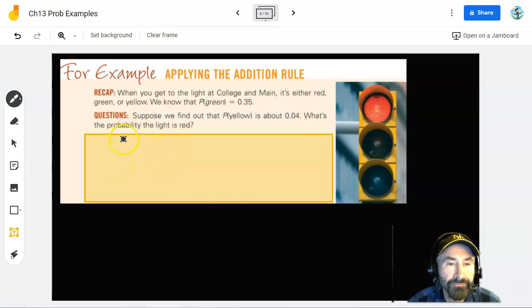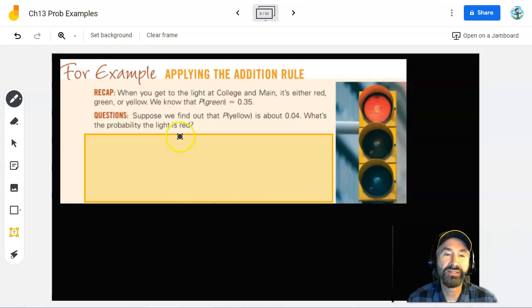So when you get to the light, it's either going to be red, green, or yellow, three possibilities. And we know the probability of green is 0.35. We are told that for this particular problem. That is just information that we're given. Suppose we find out that the probability that the light is yellow is about 0.04, or 4% of the time.